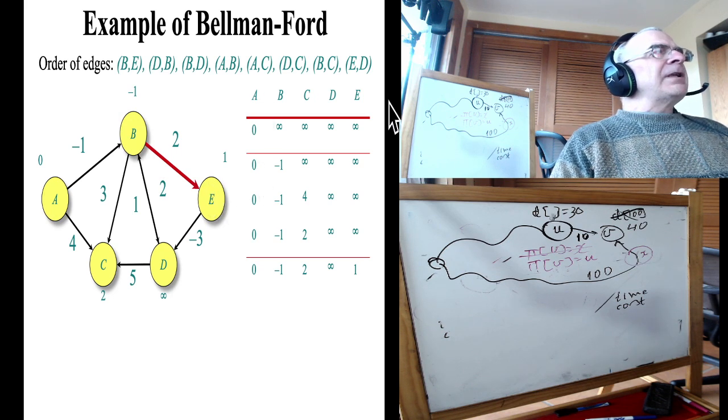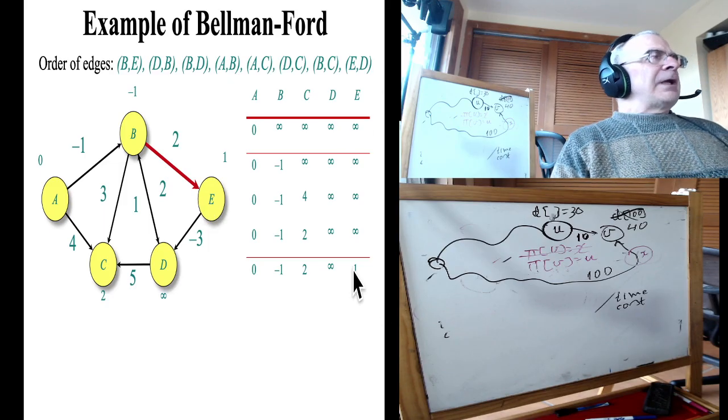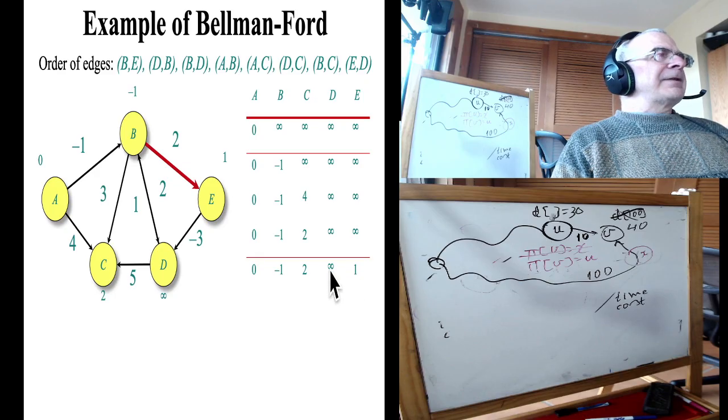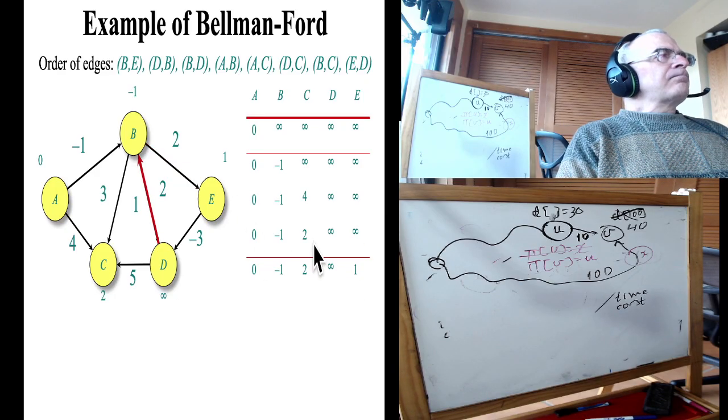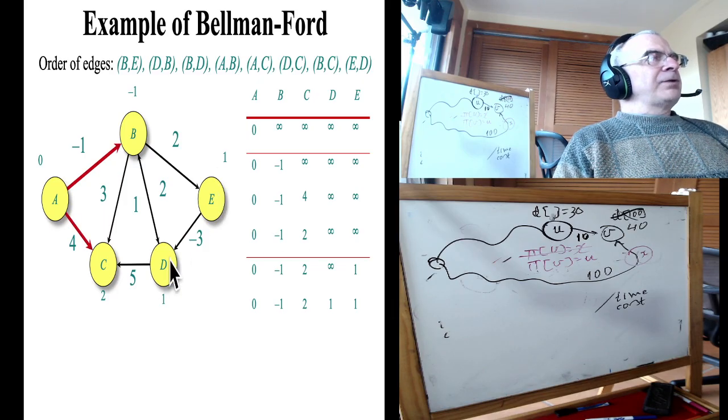What did I say? D of E will be minus 1 plus 1, giving you 1 as well. So far I didn't discover any path to D. At some point in the next iteration, remember, the order that I access the edges is completely arbitrary, I'm accessing the edge from E to D.